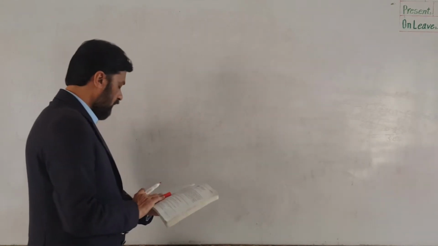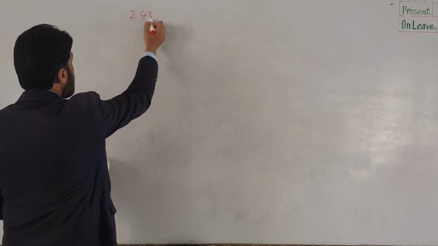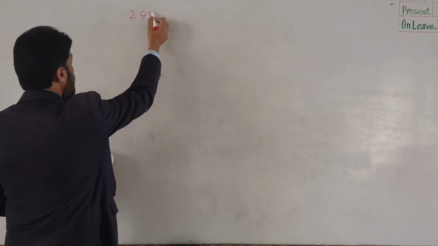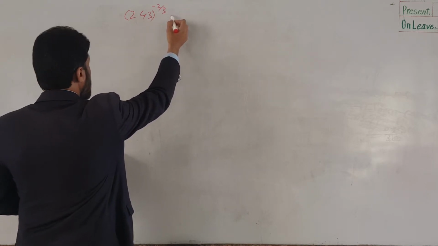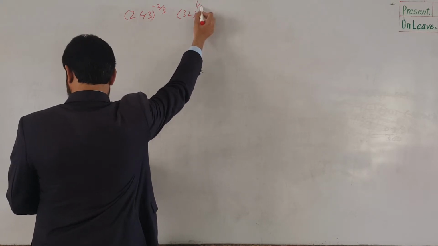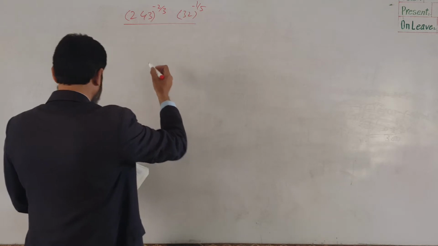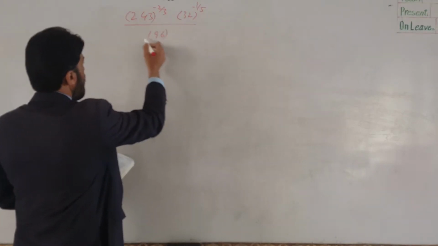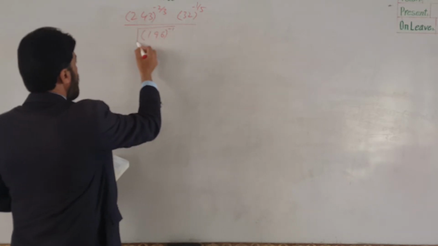Exercise 2.4. First question. Use laws of exponents to simplify (243)^(-2/3) × (32)^(1/5) over (196)^(-1), whole under root.